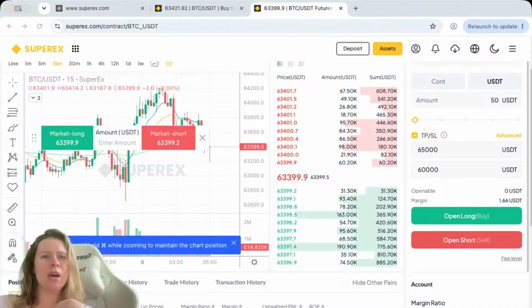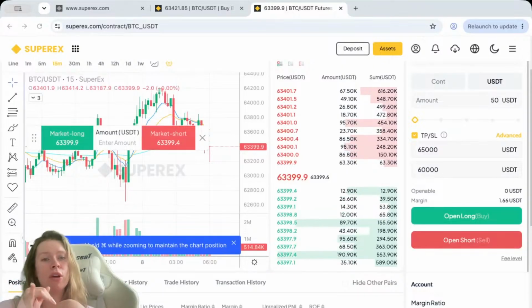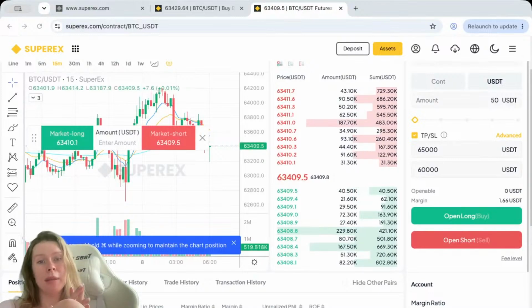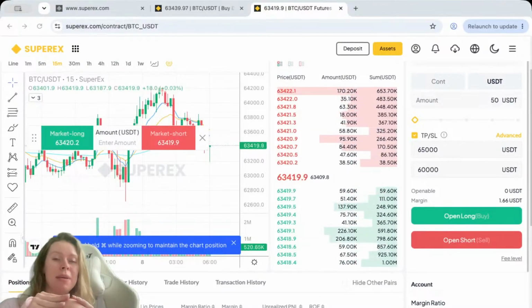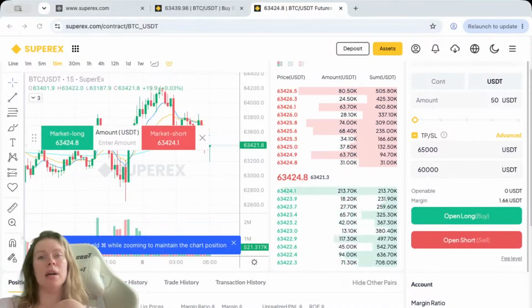Let's do a quick little overview of maybe spot trading as well. It's honestly just as simple, if not simpler, than futures. Pretty much the workflow is you pick which pair you want, you buy, you limit it, you set the price, you set the amount, your TP, stop loss, and buy. That one is honestly even simpler.